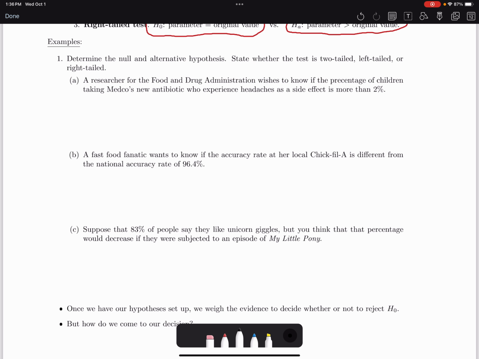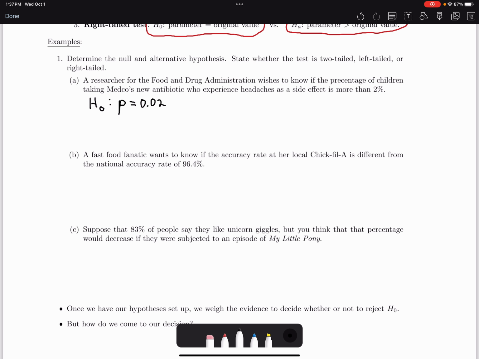So in part A, we have that scenario of the FDA wanting to know if the percentage of children who take the new antibiotic will experience headaches more than 2% of the time, right? Well, the null hypothesis is that no, they're not, right? The null hypothesis is that no, they're going to experience the same proportion of headaches as they would for any other antibiotic, right?